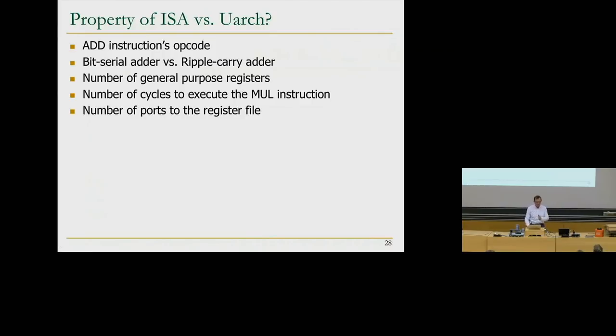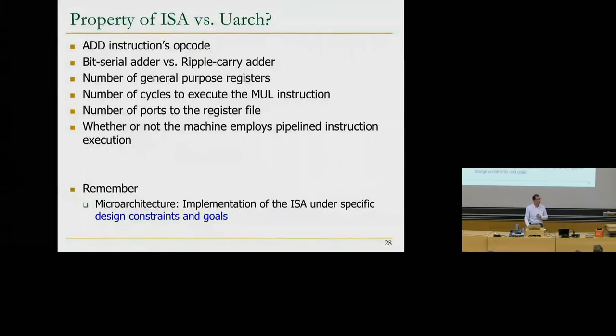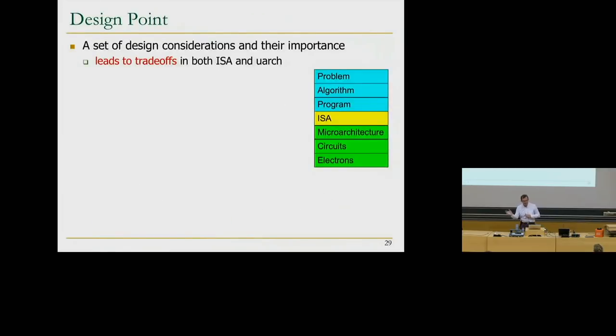Number of ports of the register file, we will see these later on, but this is part of the microarchitecture. Whether or not the machine employs pipelined instruction execution, that's also part of the microarchitecture. Okay. So remember, microarchitecture is the implementation of the ISA under specific design constraints and goals. And we've covered design points briefly in the past, but a design point is a set of design constraints and their importance that leads to trade-offs in both ISA and microarchitecture.